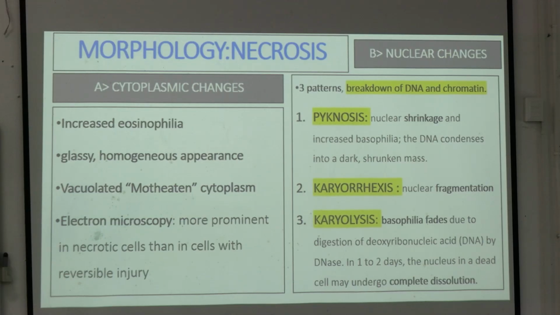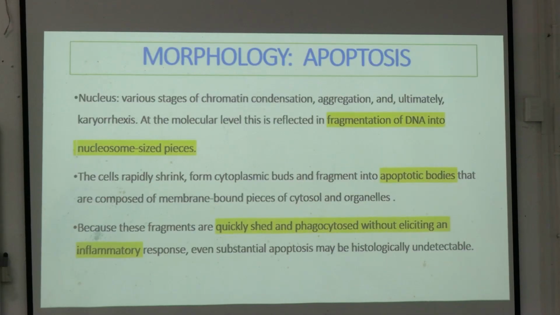Nucleus has 3 patterns: pycnosis, karyolexis, karyolysis. Pycnosis মানে নিউক্লিয়াসটা ছোট হয়ে shrink করবে, karyolexis মানে nuclear fragmentation, and karyolysis মানে ultimately the basophilia will fade and there will be complete dissolution of the nucleus. Okay? What happens in apoptosis?